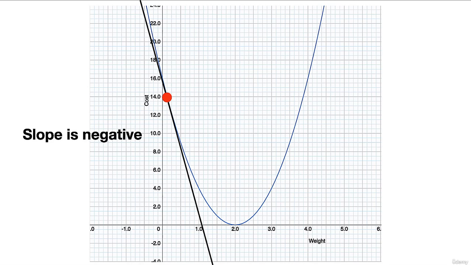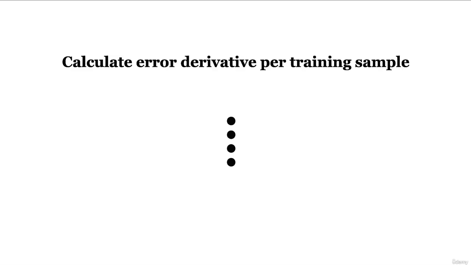First, let me repeat the steps. We know that we need to calculate the cost. This will be a single number. From the cost function, we calculate the error derivative per training sample. The result is a list of 4 numbers. This would already give us some values that would push the weight into the right direction.